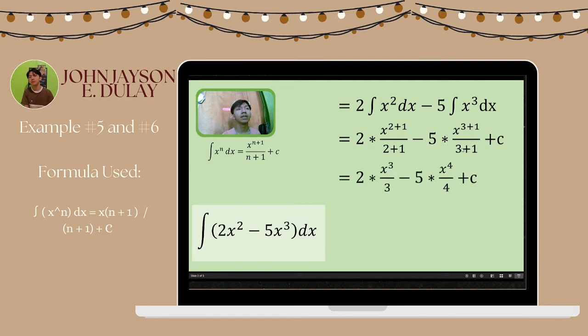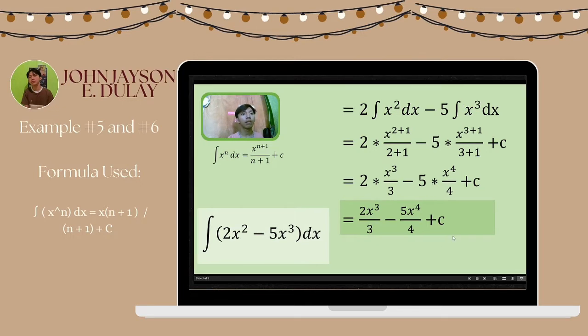So next we add the like terms in the exponent and in the denominator. So 2 plus 1 is equal to 3 for the first, then for the other, 3 plus 1 is equal to 4, and x cubed plus 1 is x raised to the 4th power. So the answer is 2 times x cubed over 3 minus 5 times x to the 4th power over 4 plus c. Then we multiply it, so the answer is 2x cubed over 3 minus 5x raised to the 4th power over 4 plus c. So this is the final answer.